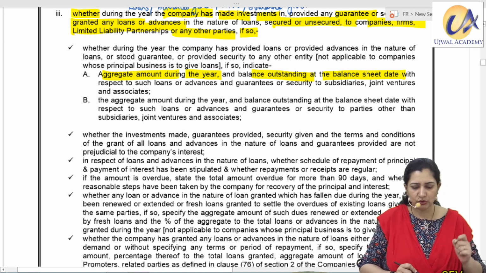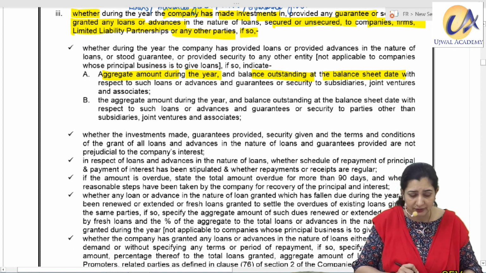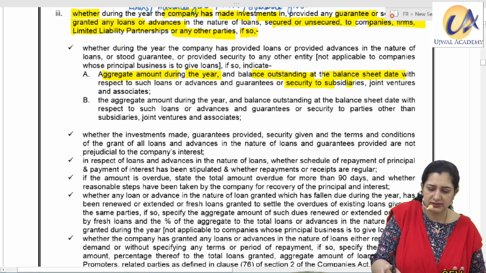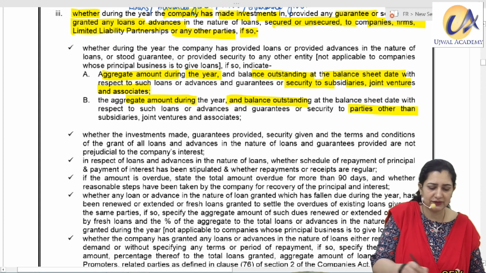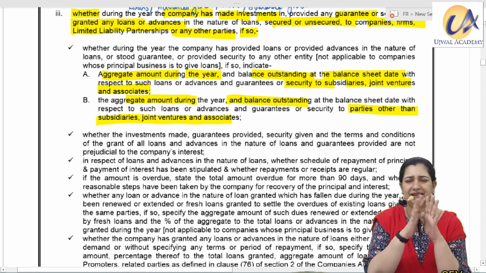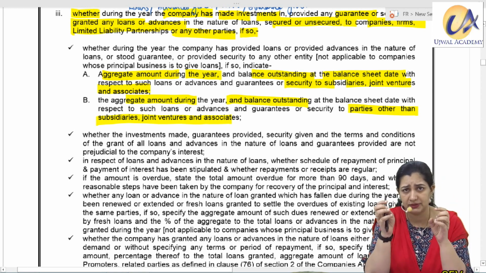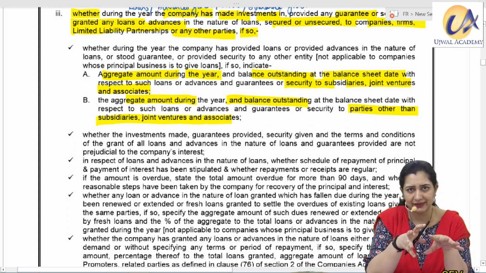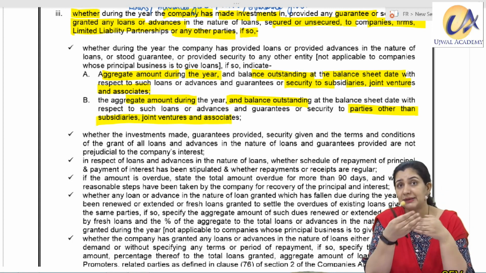This amount we have to give for whom? For the amount given to subsidiaries, associates or joint ventures of the company, and even other than that. Even if it is given to subsidiary, joint venture, associates, again the amount given and amount outstanding, we have to give for even other parties. In simple words, have you given loans, investments, guarantees or anything to another company, individual, partnership firm or LLP? So we want the amount outstanding and the amount that you have given.